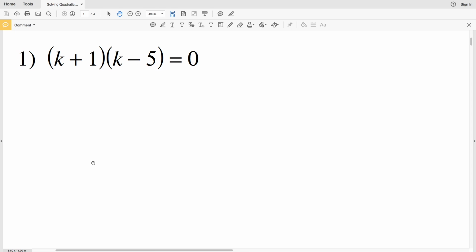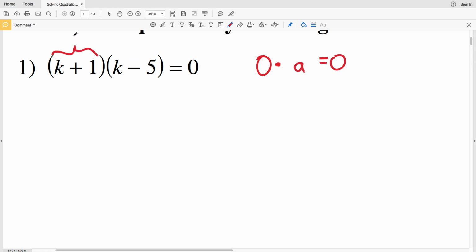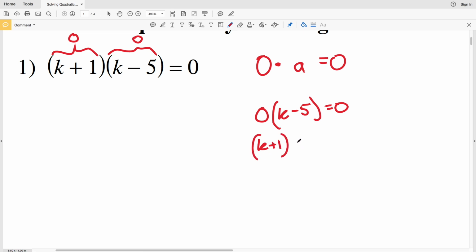And number 1, we already have our quadratic factored. It's factored into k plus 1 and k minus 5. Each of those quantities multiplied together will equal 0. But let's think about how a number equals 0. 0 times any number is 0, so if k plus 1 is 0, then 0 times k minus 5 equals 0. And if k minus 5 is 0, then k plus 1 times 0 equals 0.